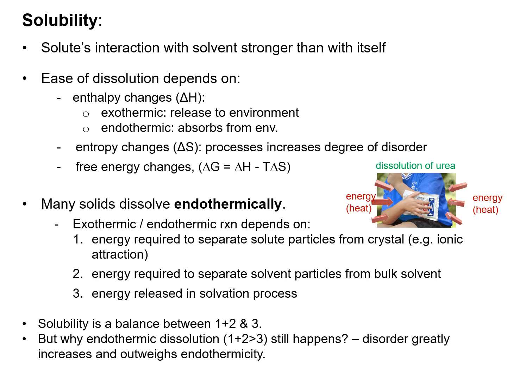And as you remember, depending on the enthalpy changes, the reaction can be exothermic, which releases energy to the environment, or endothermic, which absorbs energy from the environment. And entropy changes basically tell whether this process increases or decreases the degree of disorder. And using the combination of these two state functions, we can get the Gibbs free energy, which can predict the spontaneity of the reaction.